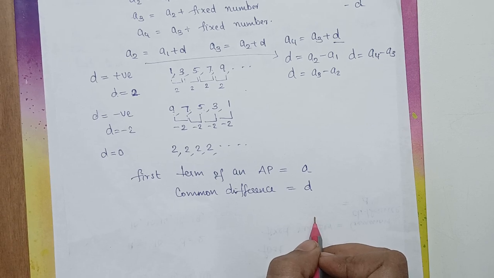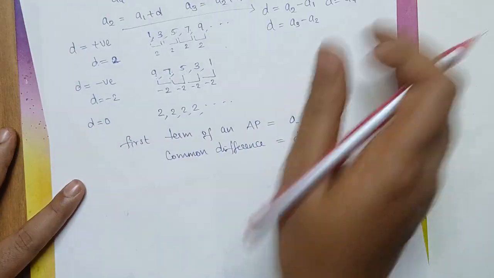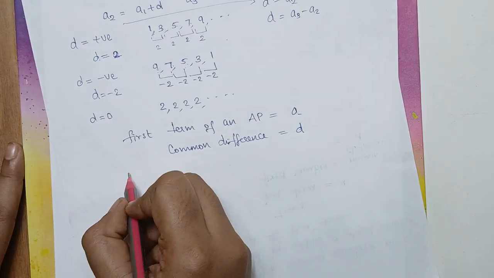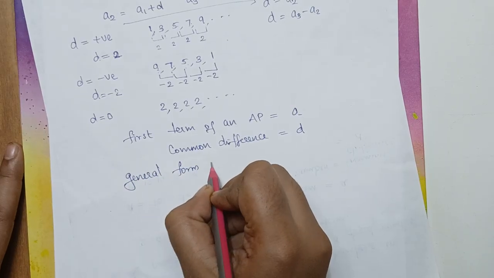Any number of terms you can find: the first 10 terms of an AP, first 12, first 15, any number of terms can be found out if we are given the values of the first term and common difference. So for example, what is the general form of an AP?